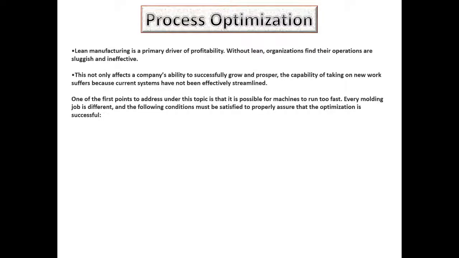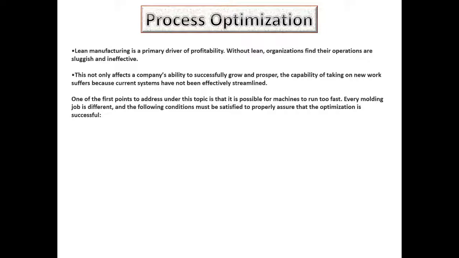So now we're going to go into process optimization. As we all know, lean manufacturing is a primary driver of profitability, and without lean, organizations find that their operations are sluggish and ineffective. This affects both the company's ability to grow, and the ability to take on new work suffers because systems have not been effectively streamlined. If you can't control the workload that you have, it's impossible to take on more work.